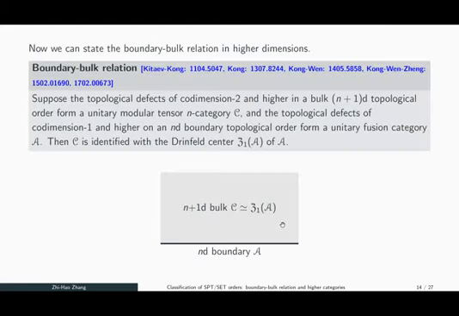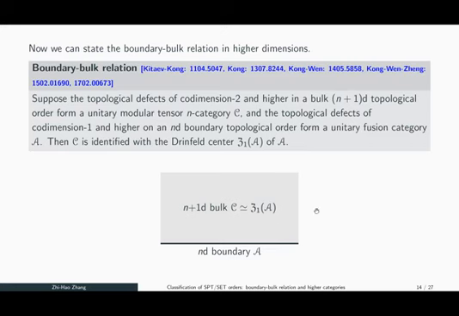Now we can state the boundary-bulk relation in higher dimensions. In this case, we have an (n+1)D bulk topological order. In this (n+1)D bulk, we consider the codimension 2 and higher topological defects. They form a unitary modular tensor n-category C, and it has an nD boundary A. On this nD boundary, we consider the topological defects of codimension 1 and higher. So we just consider all topological defects on the boundary. They form a unitary fusion n-category.